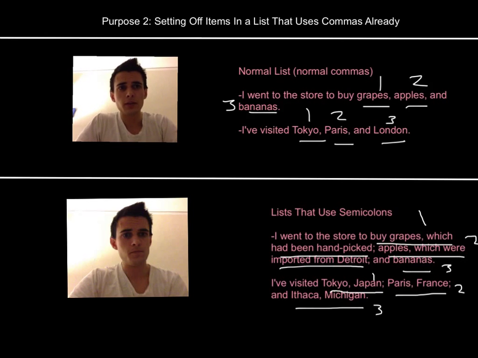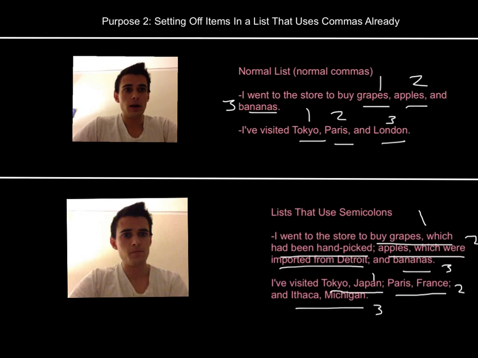Here you can see that the second purpose of the semicolon is to set off items in a list that already uses commas. But before we do this, I think we should go over what I mean when I say a list or a series. To the right here, you can see two basic sentences. I went to the store to buy grapes, apples, and bananas. That's a list of things that you bought: grapes, apples, and bananas. One, two, three. In the second sentence, I visited Tokyo, Paris, and London. Again, it's a list. One, two, three.